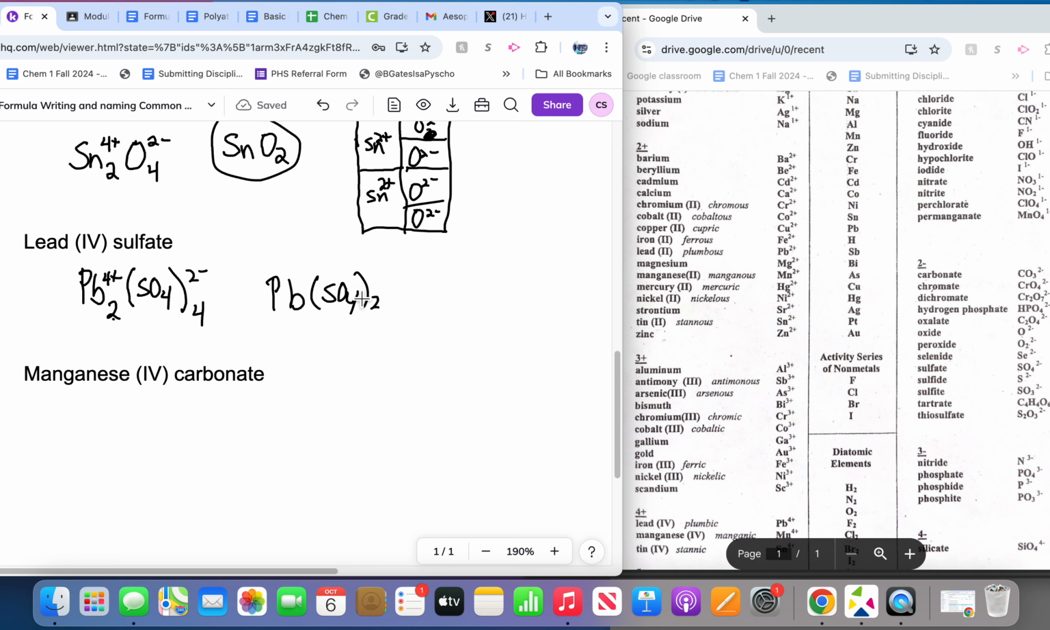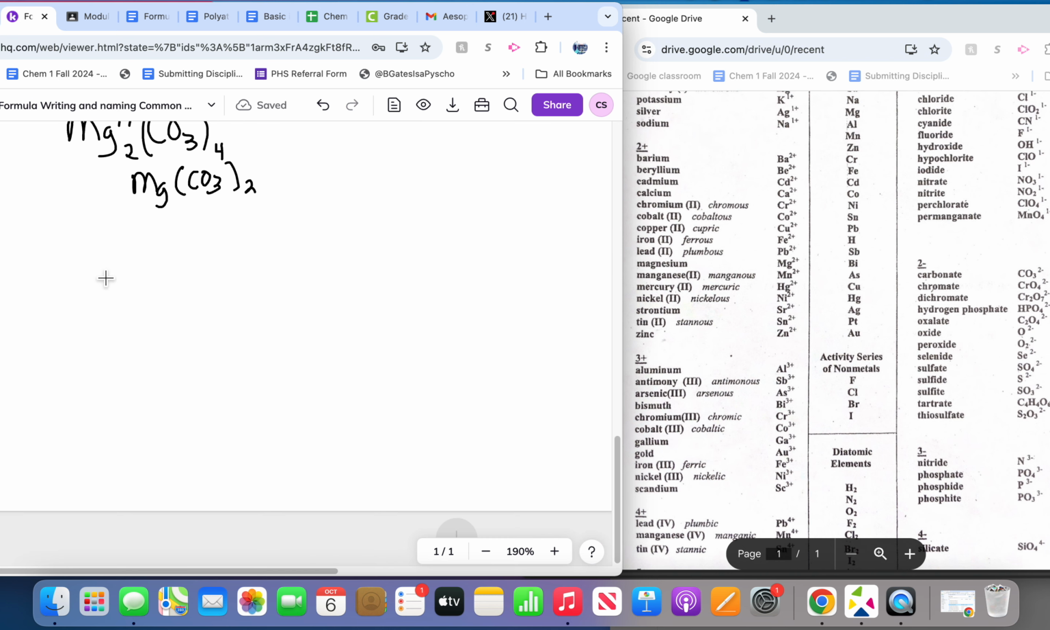1 to 2. Same thing with manganese, Mn, 4 plus, carbonate, CO3, polyatomic, I'm going to put it in parentheses, 2 negative. So you crisscross and you get 2, 4. But that can be reduced to 1 to 2. So it'd be Mn(CO3)2.